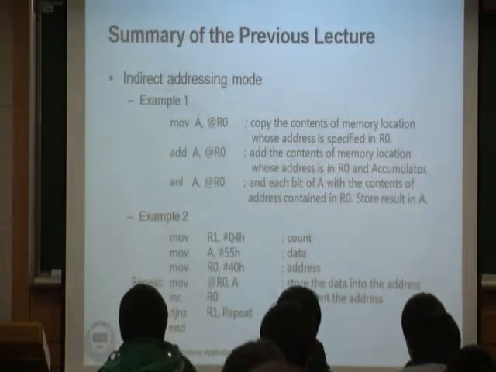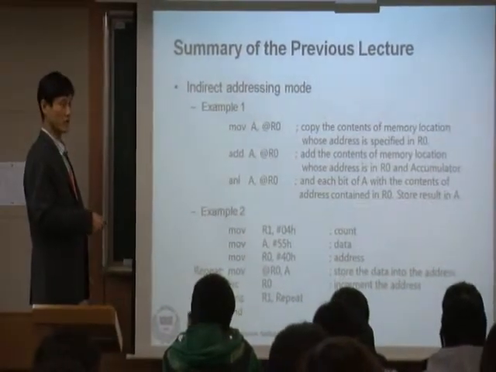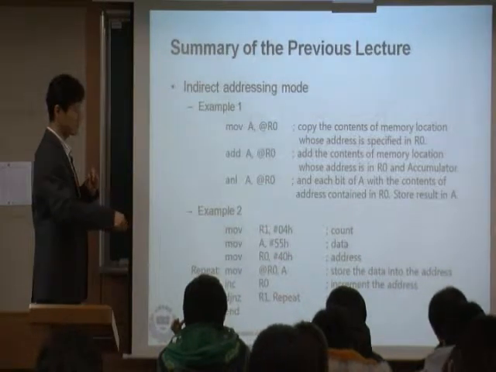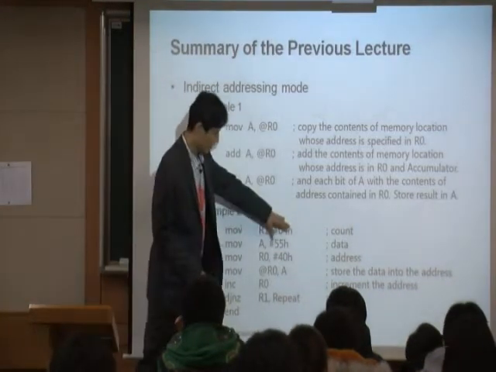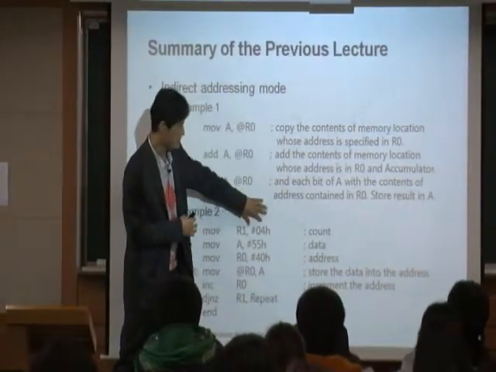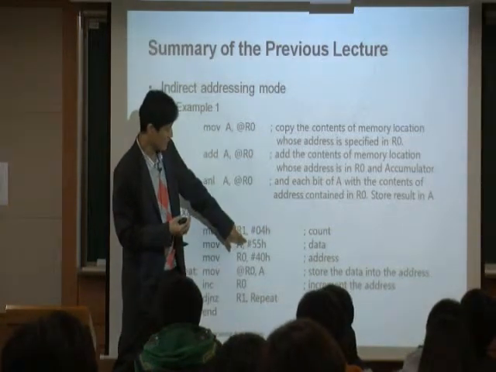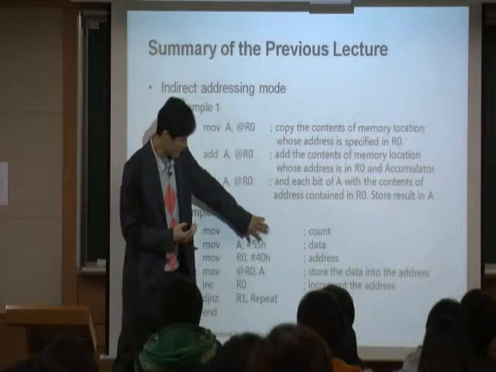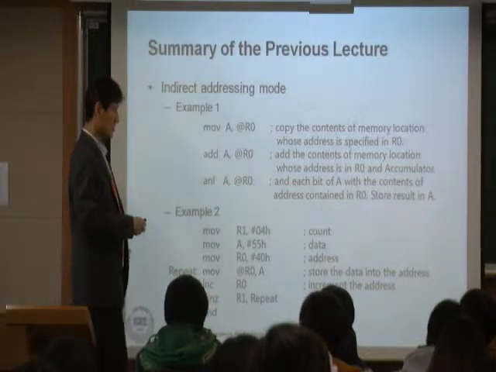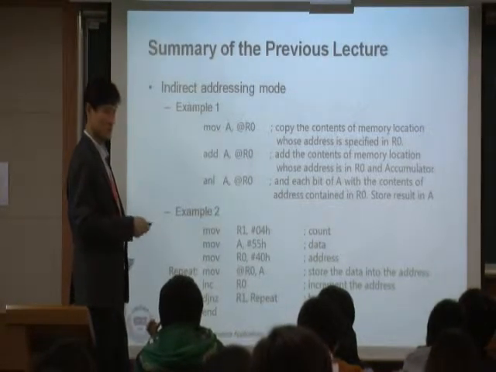Remember that you should be able to read these codes, and you need to make sure that you understand what happened to the registers for every single line. You execute this line, then something happens. In this case, R1 now has this value. When you execute the second line, what happened? 55H goes to A. So every single line of instruction, you need to understand what happens to the registers.